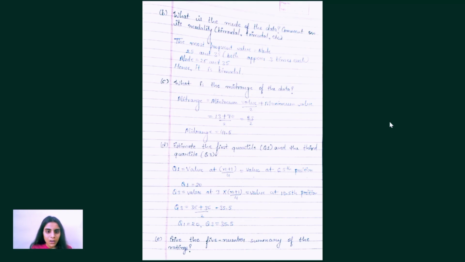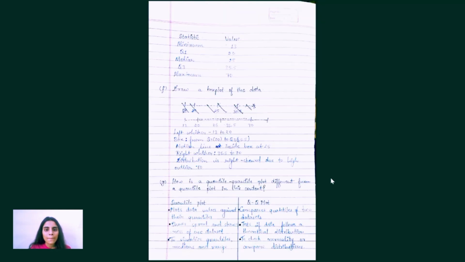After it, estimate the first quartile and the third quartile. We can also estimate them using these formulas. After it, give the 5 number summary of the rating. The 5 number summary is minimum 13, Q1 20, median 25, Q3 35.5 and maximum 70. After it, draw a box plot of the data. The box plot has a left whisker from 13 to 20, a box from Q1 20 to Q3 35.5, and the median at 25. Then the right whisker goes from 35.5 to 70, and the distribution is right skewed due to the high outlier 70.